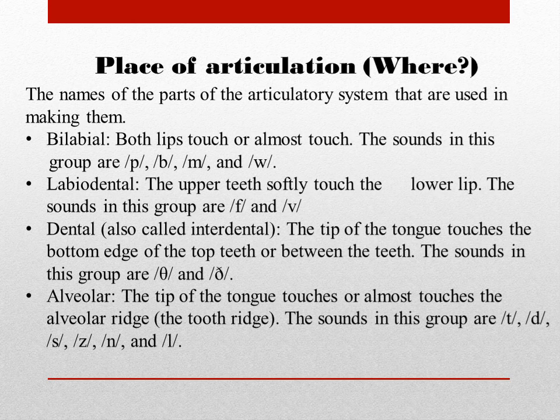Alveolar. The tip of the tongue touches or almost touches the alveolar ridge, the tooth ridge. The sounds in this group are t, d, s, z, n, and l. So when you're pronouncing these sounds, the tip of your tongue is touching the alveolar ridge, or you can say the tooth ridge.